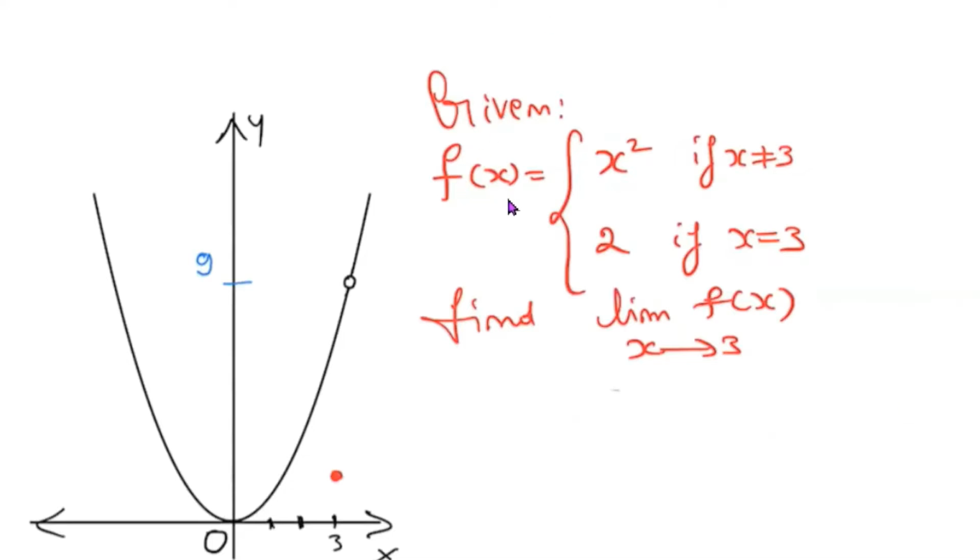Consider a function f of x defined as x squared when x is not equal to 3, and 2 when x equals 3. Y equal to f of x equal to x squared clearly is an upward parabola, but the point (3, 9) is not included in the graph. The reason is at x equal to 3, the function is defined as 2. So that is this point. Here we don't have (3, 9) on the curve. So there is a break at this point.